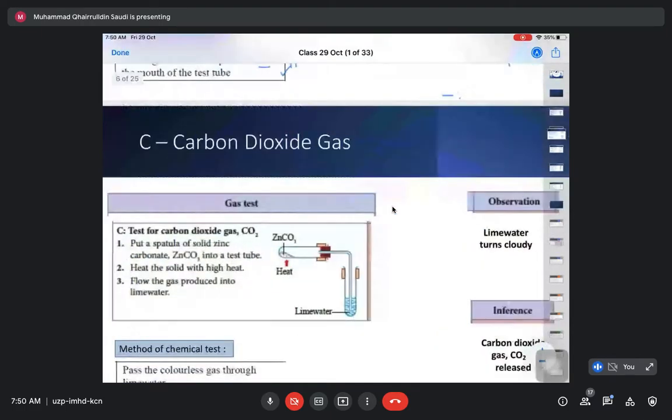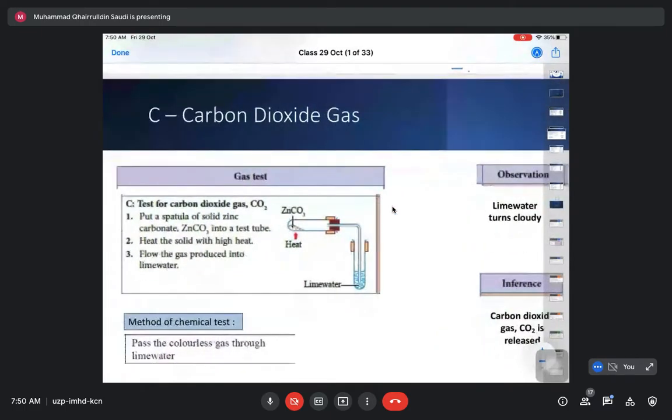So next one, the third gas is carbon dioxide gas. To produce carbon dioxide gas, what did they do? They took solid zinc carbonate and put it into a test tube, and then heated the solid with high heat. It is a metal carbonate salt, and they heat the metal carbonate salt, and the theory says that it will produce carbon dioxide gas. So we want to test whether it is really carbon dioxide gas that is produced. So what we do is we flow the gas produced into lime water, or we pass the colorless gas through lime water.